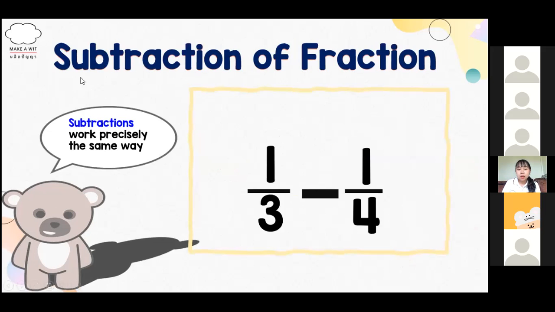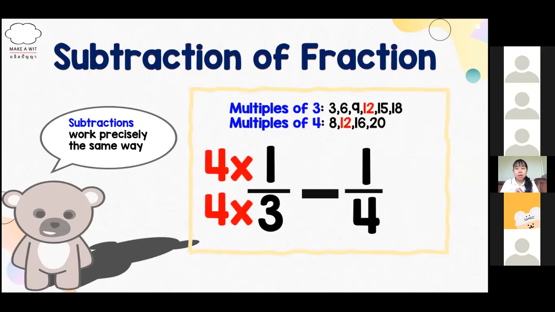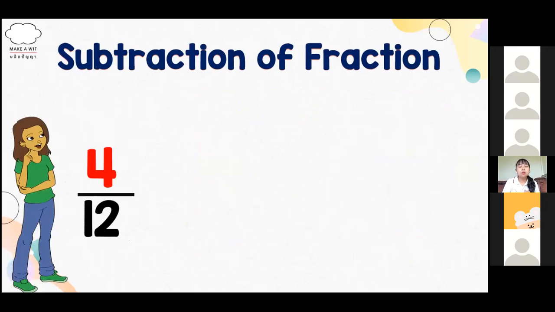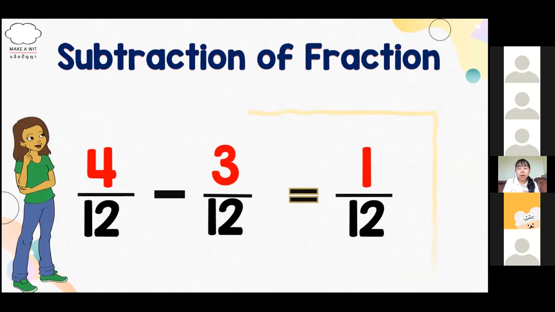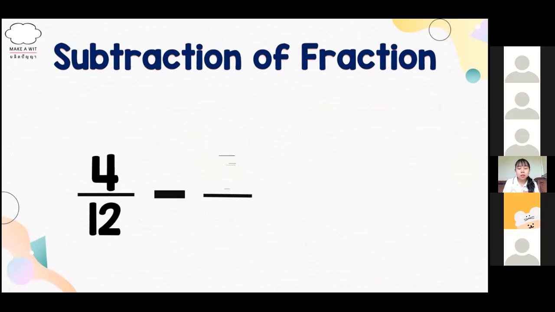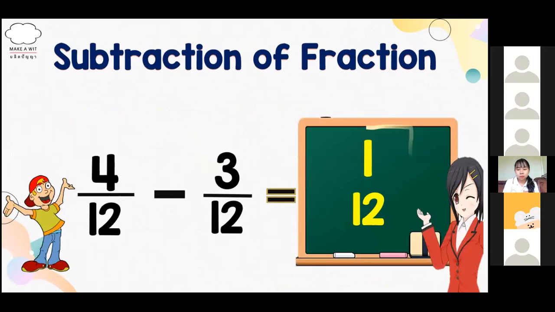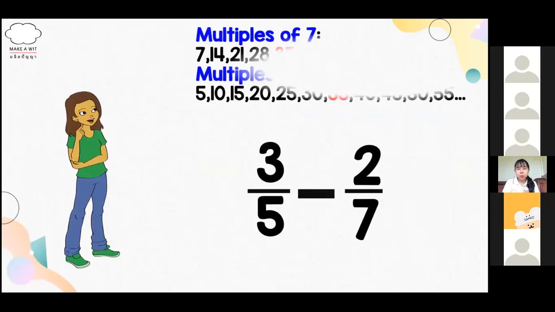Okay. Next, we're talking about subtraction, or the minus. It goes the same way as the addition. So we make the common denominator. So it becomes 1/12.